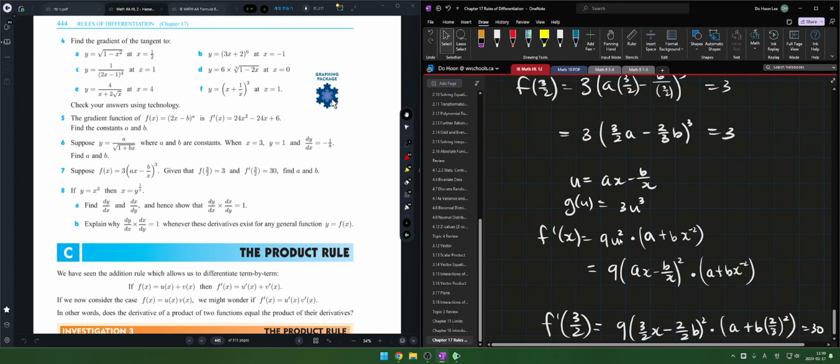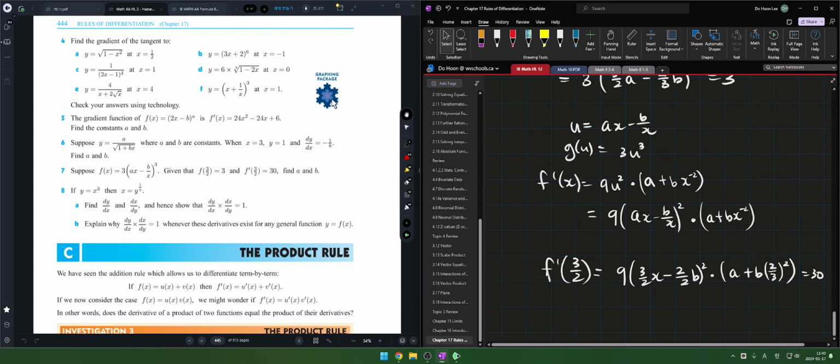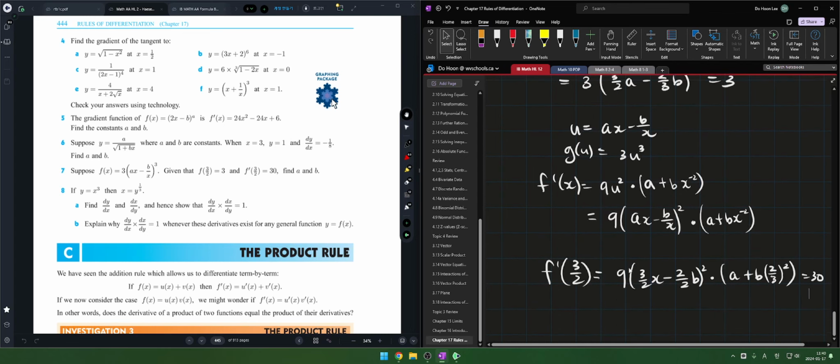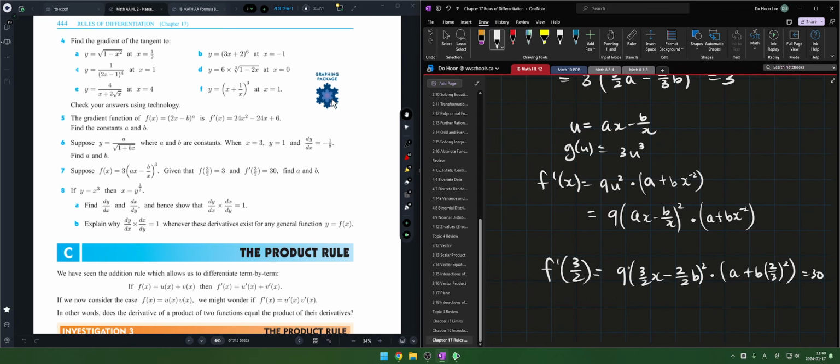I think I'm going somewhere. See it? I can tell. So for the f prime part, are you plugging in 3/2 into a? Wait, oh, sorry. I plug into x. Yeah. Okay. That's okay. Thank you.